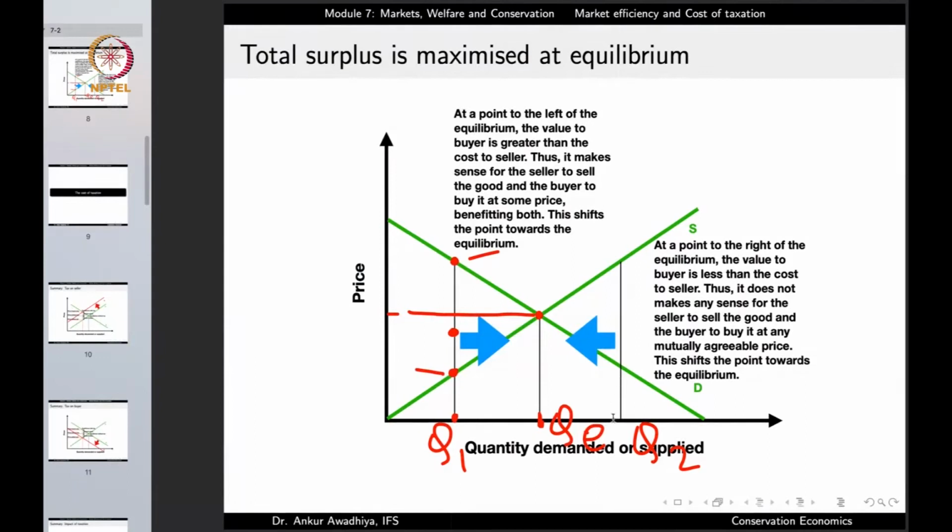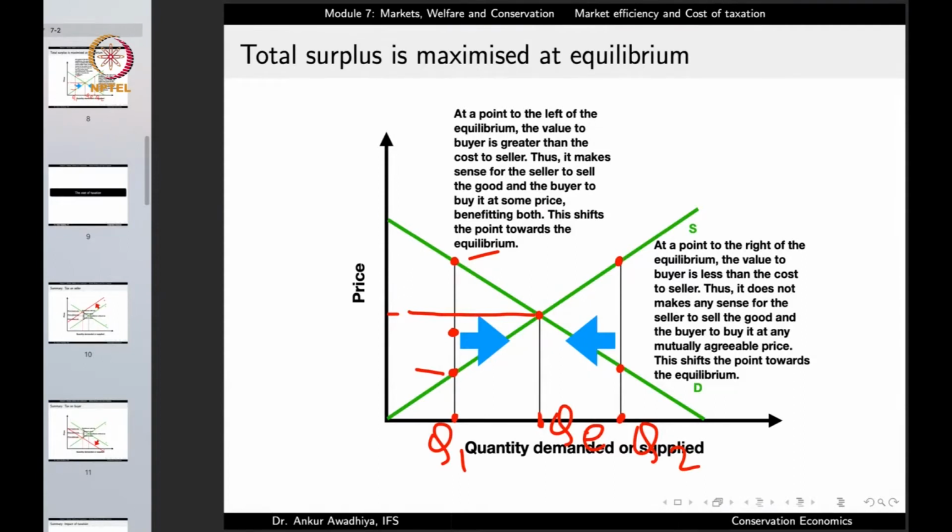Whereas if we take any point to the right, so we are considering this point Q2. Now at this quantity, the value to the buyer is this, and the cost to the seller is this. So it costs more to the seller, and the buyer values it less. Now, at any such point, to the right of the equilibrium, the value to the buyer is less than the cost to the seller. Thus, it does not make any sense for the seller to sell the good and the buyer to buy it at any mutually agreeable price.